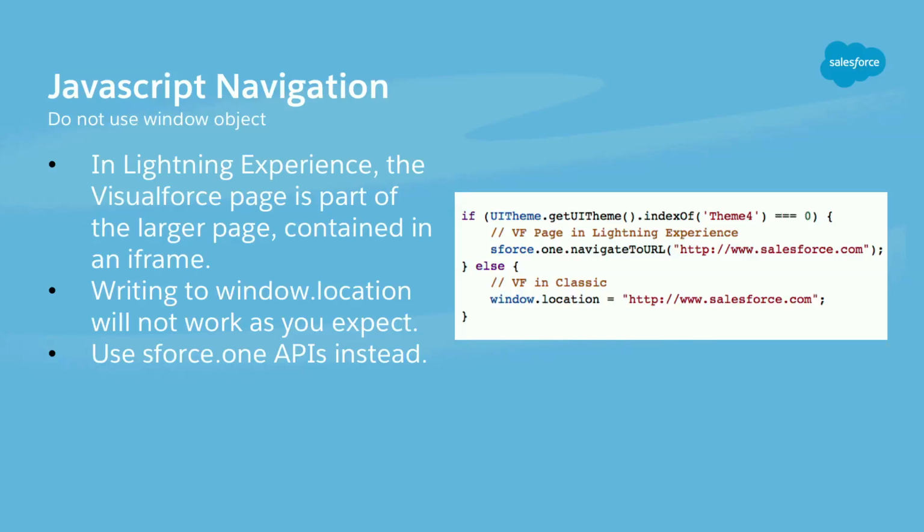The way the themes work in Salesforce is Theme3 is Classic. Theme4d and Theme4t are Lightning Experience. T is mobile, touch, and D is desktop. So the way this works is, if UITheme starts with Theme4, which is what I've done here, so if the indexOf Theme4 equals 0, then I know I'm in Lightning Experience. If I'm going to navigate, I'm going to use sforce.one.navigateToURL instead of window.location equals. But if I'm not in Lightning Experience, then I want to just go ahead and set window.location because I want this to work in Classic as well.